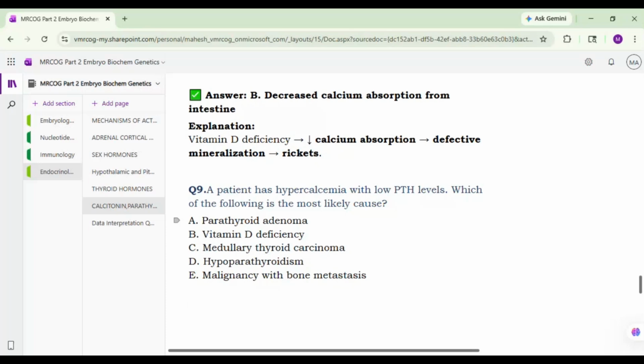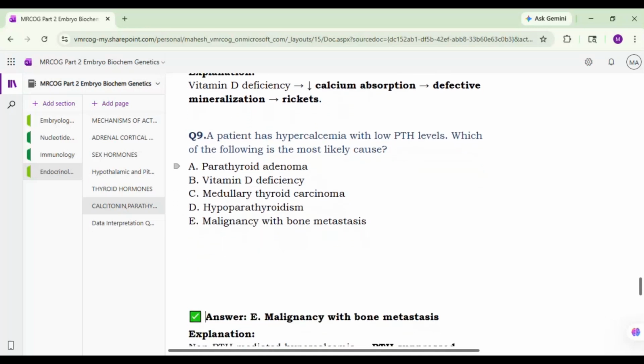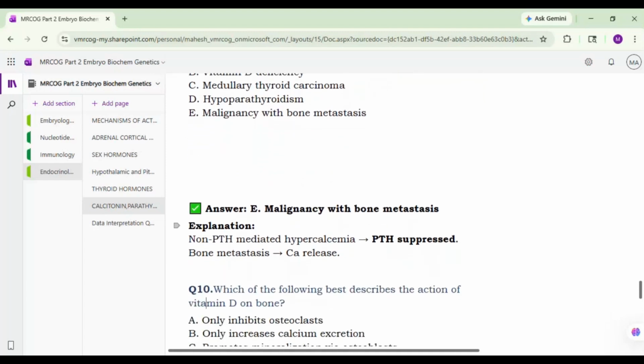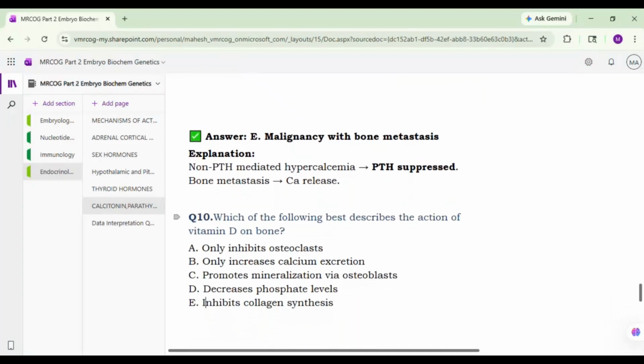Hypercalcemia with low PTH level. Hypoparathyroidism, sir? I think it should be malignancy with bone mets, because non-PTH mediated hypercalcemia is there, no? So PTH is suppressed. There will be bone metastasis that will lead to increased calcium release.